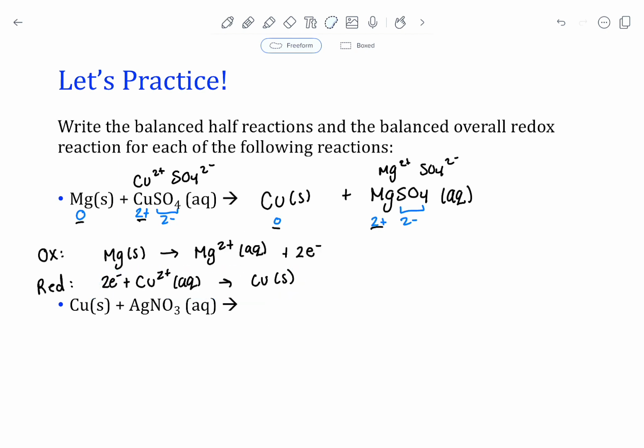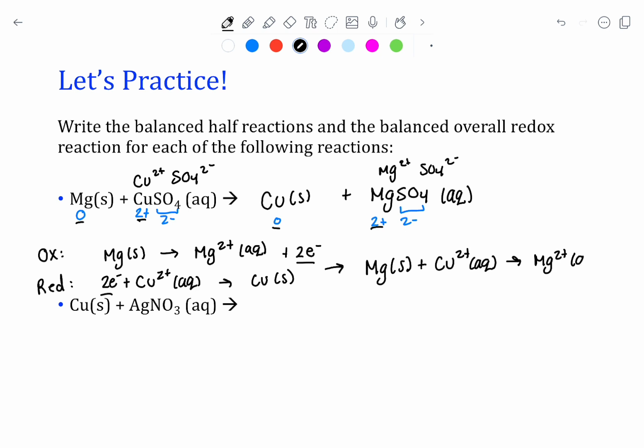Okay, now the number of electrons that were transferred from magnesium to copper are the same, so we don't need to multiply these by anything. We can just add them up and write our full redox reaction as Mg solid plus copper 2+ goes to magnesium 2+ plus copper solid. We know our electrons are going to cancel out, so we don't show them in our reaction.